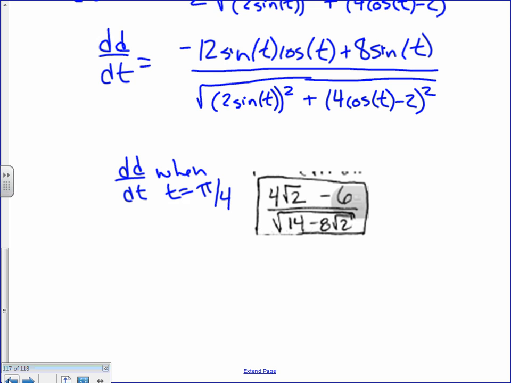Hopefully, you got to exercise your brain a little bit and see how you can apply related rates to a lot of different formulas or setups. I think they're pretty cool problems.